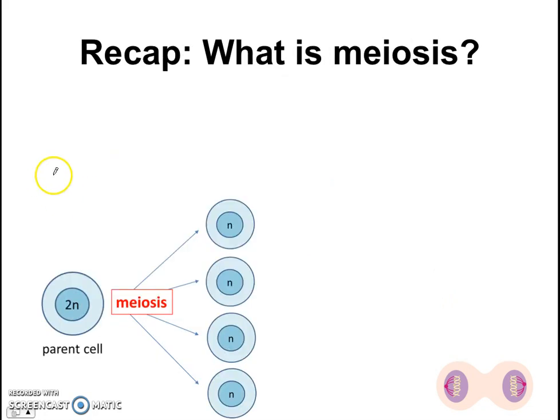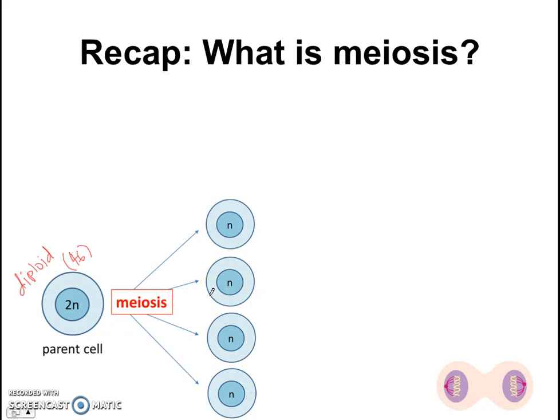Right, so here it is in picture form. Here's our parent cell, and it has a nucleus which contains a diploid number of chromosomes. Right, so for example in humans, the diploid number would be 46 chromosomes. And this parent cell goes through meiosis to produce 4 daughter cells with half the number of chromosomes. So they have a haploid number of chromosomes. In this case, in humans, 23 chromosomes.